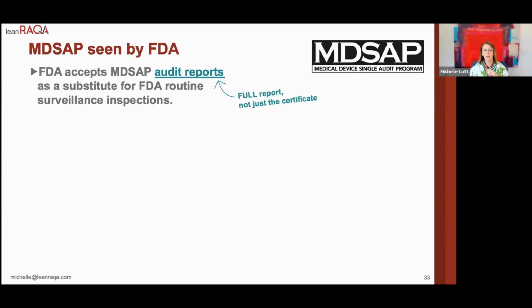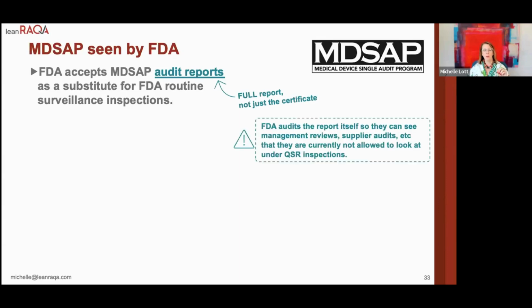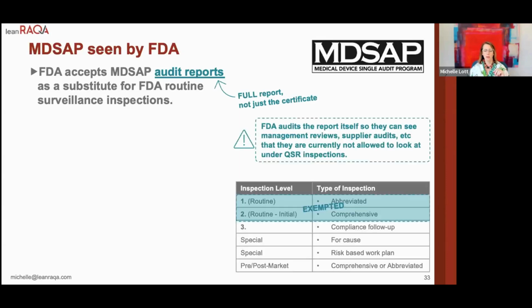You can, so again, full support report, not just the certificate. And the FDA, it's only for the FDA routine inspections. And so again, we have routine can be abbreviated or comprehensive. This is what the FDA will accept the reports for. If you have any type of compliance related special issues or a pre or post market issue, the FDA will not accept the MDSAP audit report for those.